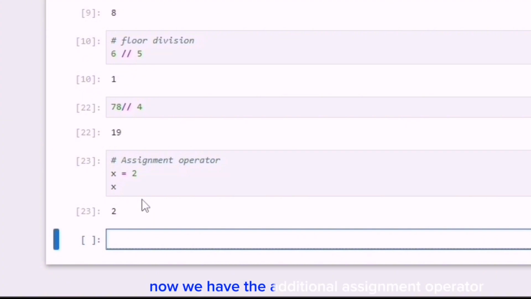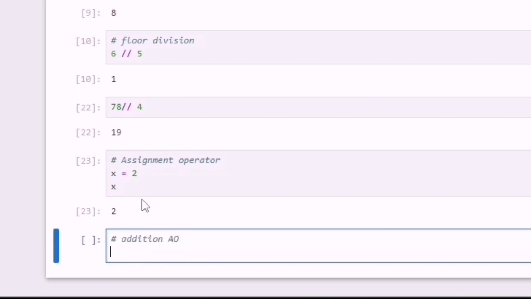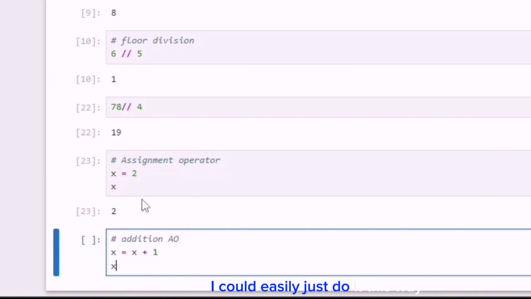Now we have the addition assignment operator. Let me represent it as AO. What does this do? It's just a shortcut. Normally, if I was supposed to type x is equals to x plus 1, if I was supposed to type this with an assignment operator, I could easily just do it this way.